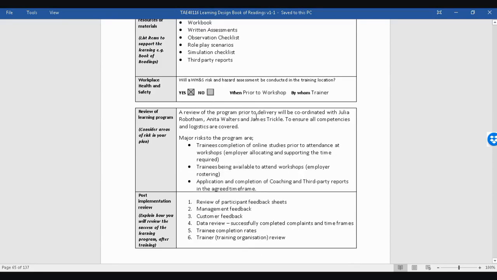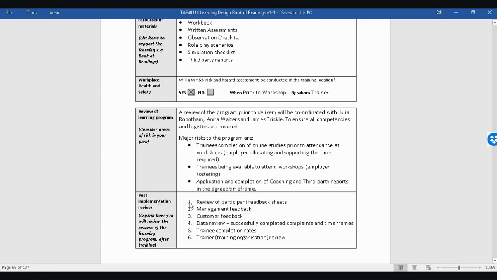The review of the learning program. The review of the learning program prior to delivery will be coordinated with Julia, Anita and James to ensure all competencies and logistics are covered. And then there's some of the risks noted here as to how and why that review is important and needs to be undertaken. So have a read of the example here in the learning programs that you develop. Consider how you're doing a review and consider the risks as to why you're doing the review. What are you looking for in the review? What are the problems you're trying to avoid?